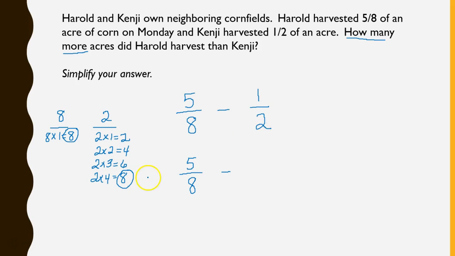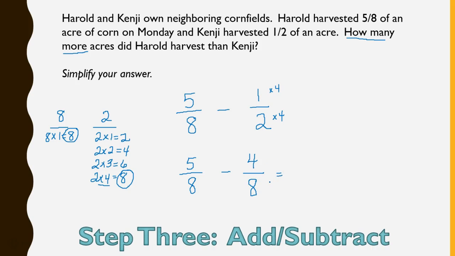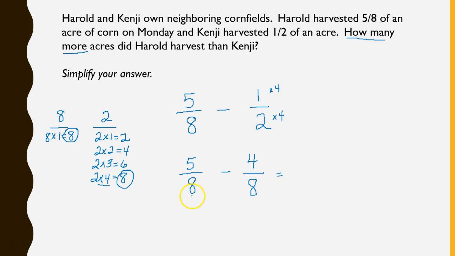Okay, so how did I make that 2 an 8 over here? I multiplied by 4, so I'm going to do that to the bottom and the top. 1 times 4 is 4. 2 times 4 is 8. All right, so we're going to go ahead and subtract these. And since the denominators are the same, I'm just going to put that as the denominator. And then I only have to subtract the top. 5 minus 4 equals 1.